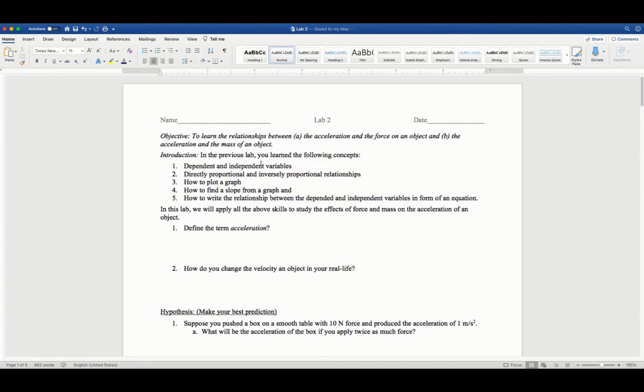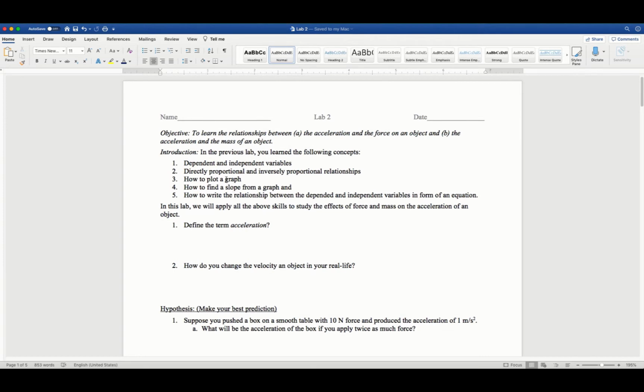The objective of this lab is to learn the relationships between the acceleration and the force on an object, and the acceleration and the mass of an object. So in this lab we will apply the concepts that you learned in your previous lab.